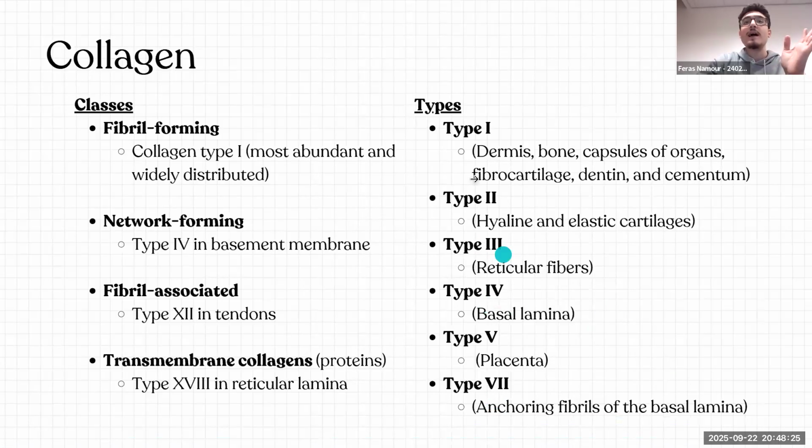Now I want to add on top of it type 1 and type 2. Hyaline and elastic cartilages. And this form of collagen, you'll see it again and again in MSK and in the trachea and a lot of places. So type 2 is hyaline collagen. Keep that. Type 1 is your fibril, cartilage, dentin, cementum, and so on. Type 5, not really.